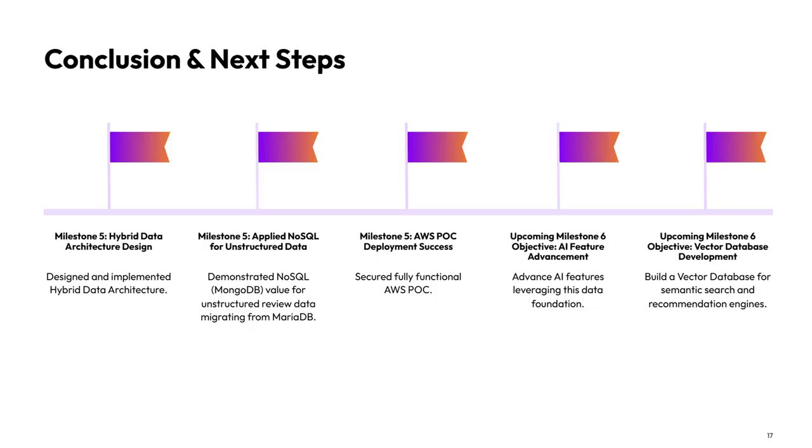Conclusion and next steps. In conclusion, Milestone 5 successfully transitioned AetherMart from a purely relational system to a secure hybrid data architecture that can now handle high-integrity transactions and high-volume unstructured data simultaneously. The NoSQL POC is fully functional and validated for performance. This foundation sets us up perfectly for our final phase, Milestone 6, where we will integrate the most advanced concepts, the vector database, to power AI-driven features like semantic search and recommendation engines.